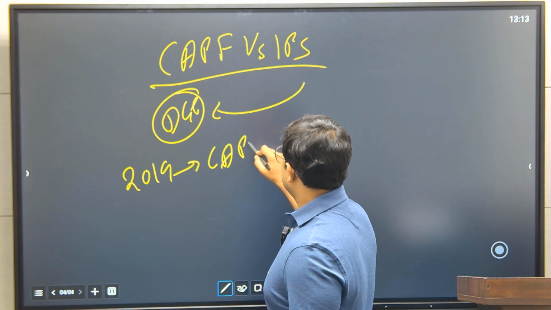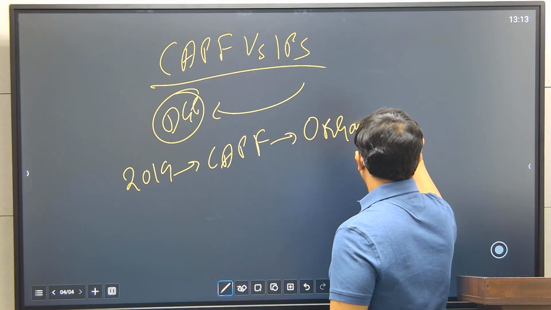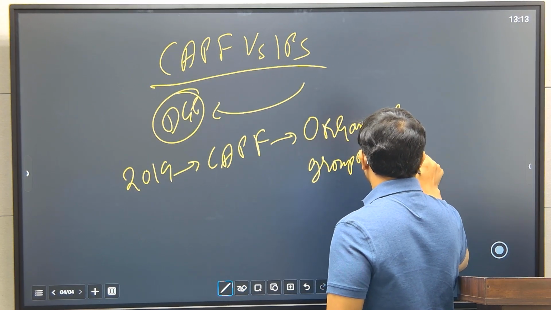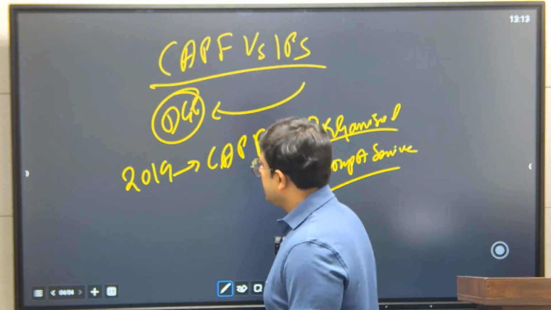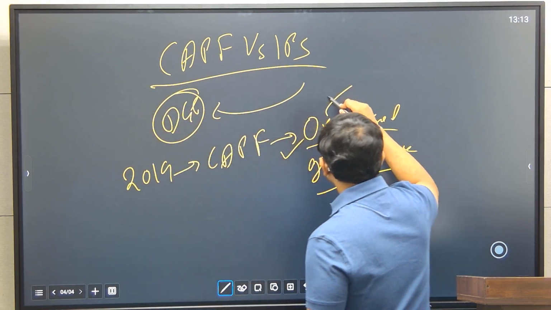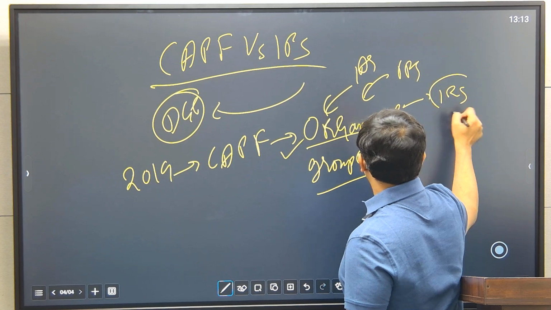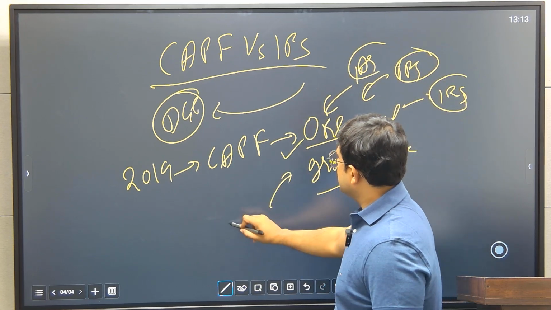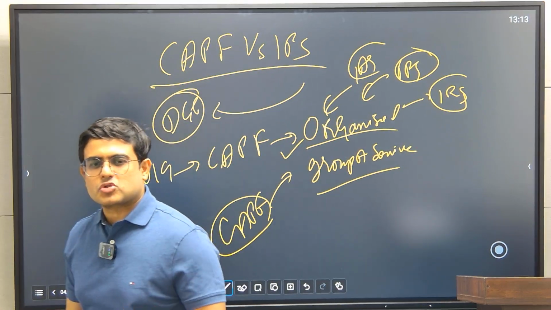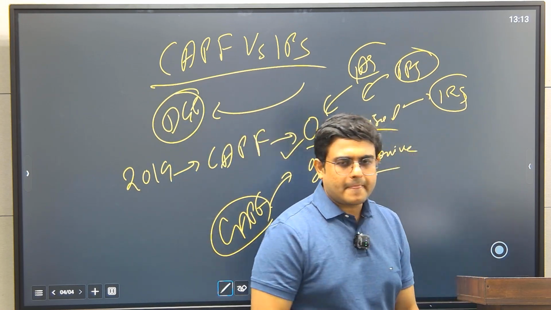CAPF is an organized Group A service. Like how Group A services, for example IAS, IPS, IRS, are called organized Group A services, now CAPF is also an organized Group A service. Yes, IAS and IPS are also All India Services, but they are also Group A services. So CAPF is now organized Group A.